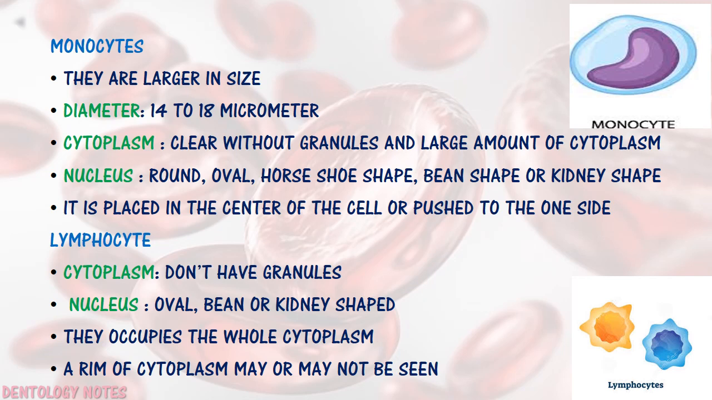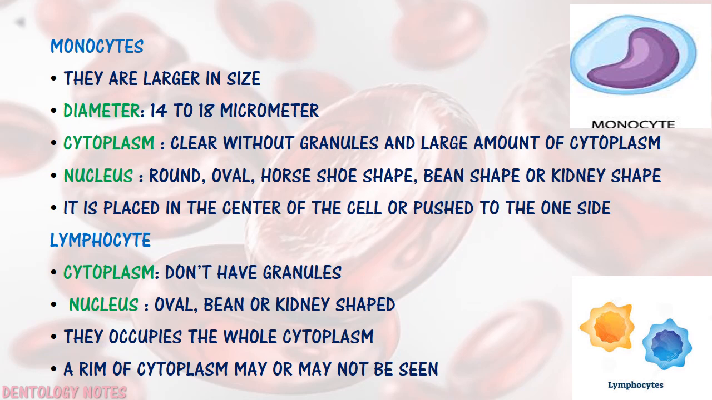Monocytes. They are larger in size. Diameter 14 to 18 micrometer. Cytoplasm clear without granules and a large amount of cytoplasm. Nucleus round, oval, horseshoe shape, bean shape or kidney shape. It is placed in the center of the cell or pushed to one side.